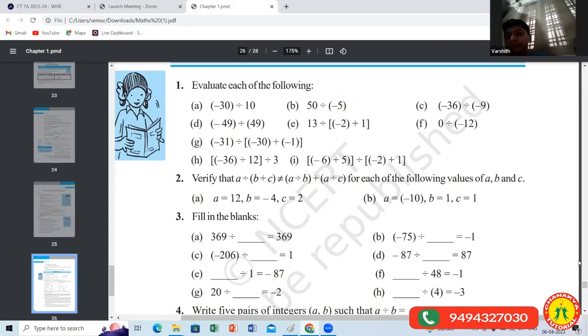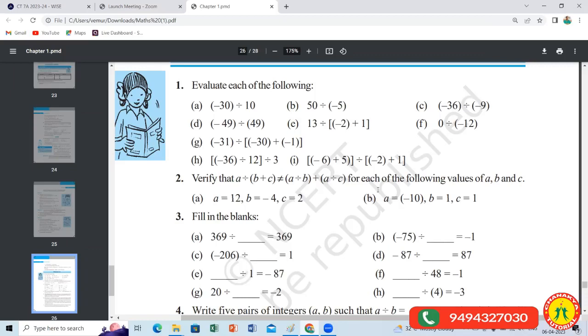Yes, ma'am. Good. Now coming to the verification. Verification, I said many times, you have to see the property. By looking at the property only, you can say. Here A divided by B plus C, what property is it? I think distributive property. We have only multiplication over addition and multiplication over subtraction is true. Remaining all cases are not true.